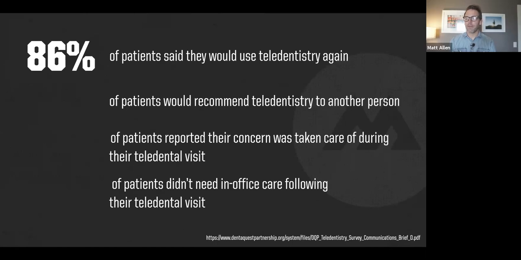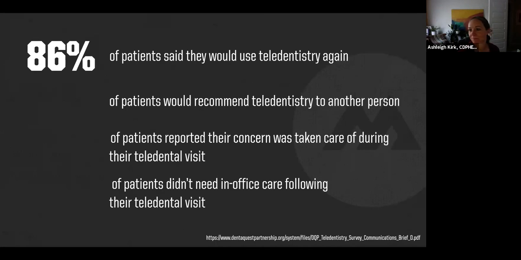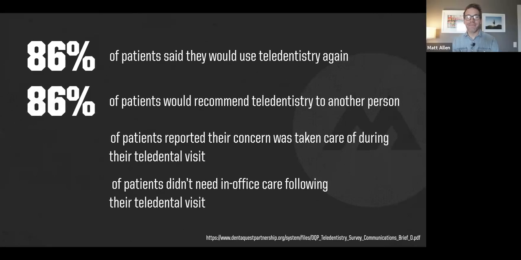I'm guessing the numbers are probably higher for the guesses here. 50, 90. 90, okay. Cool. So about the same.